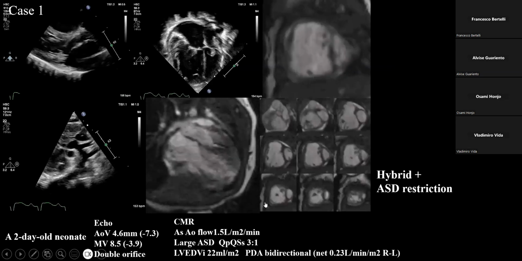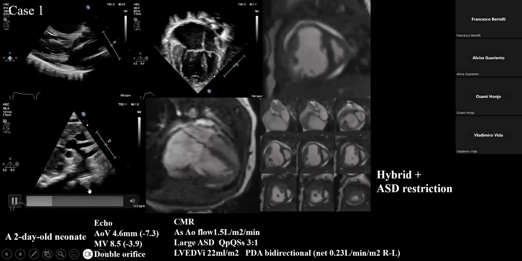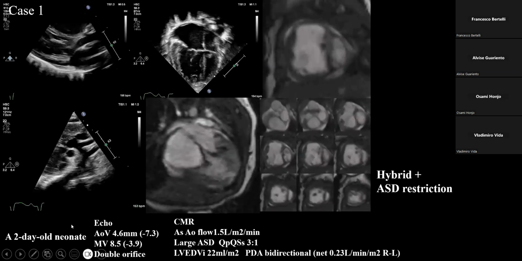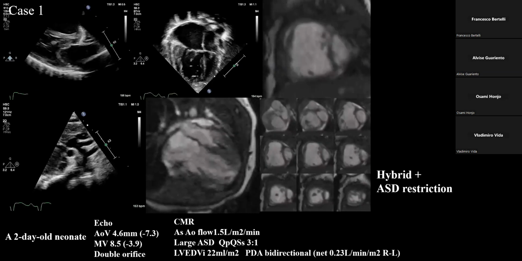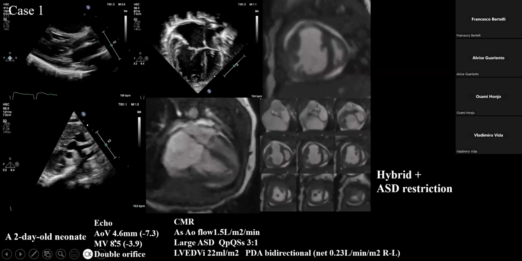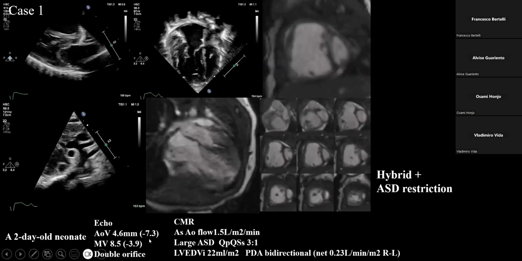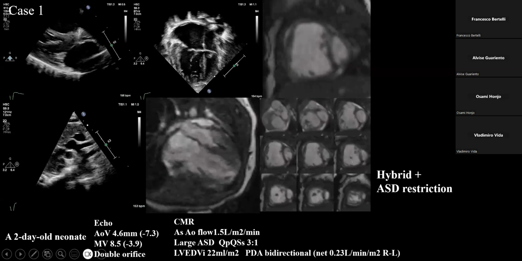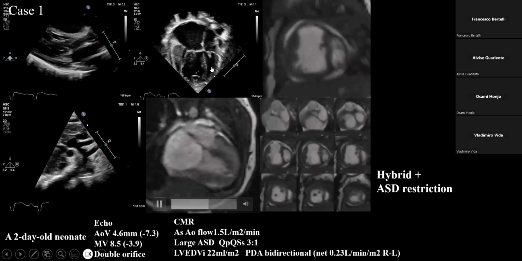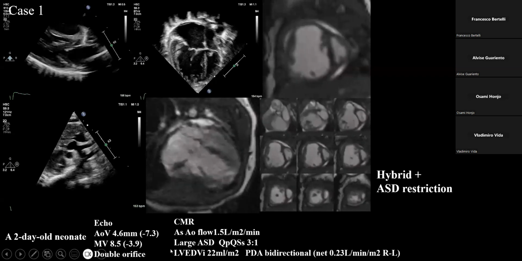interesting examples. So this is a 2-day-old neonate who has a borderline left side, including the aortic valve, which is quite borderline. So Z-score -7. Mitral valve Z-score around -4, and then we know it's double if it's mitral valve.